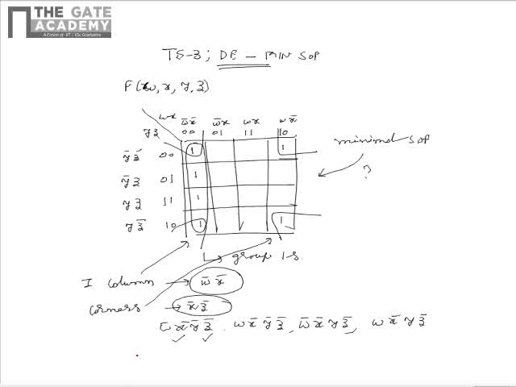From this, the minimal SOP expression of f of w, x, y, z can be written as w bar x bar, which corresponds to the first column, plus x bar z bar, which corresponds to the corners. From this, we can say that the correct option representing the minimal SOP expression is B. Hence, the correct answer is B.